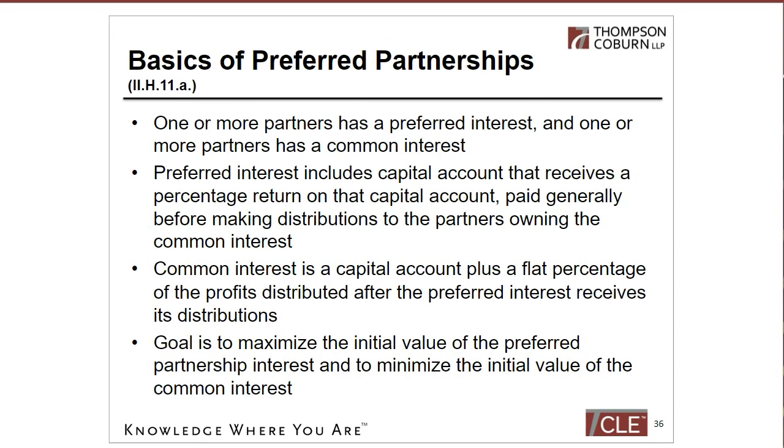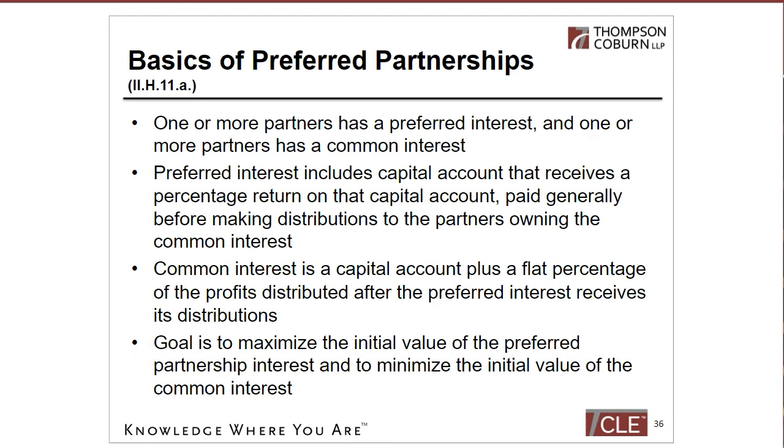Okay. So what is a preferred partnership? And by the way, I'm using partnership to mean that for tax purposes, it's a partnership. So we could have an LLC taxed as a partnership, we could have a limited partnership, a general partnership, whatever. But I typically think about this in terms of a limited partnership, even though you could do it with an LLC as well. Okay, so one or more partners has a preferred interest, and one or more partners has a common interest. The preferred interest would include a capital account that receives a percentage return on that capital account.